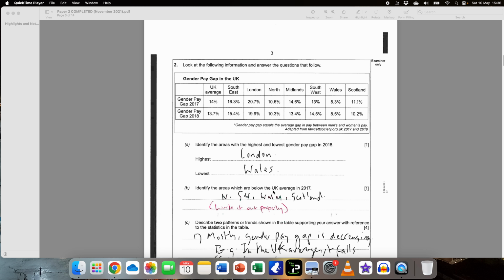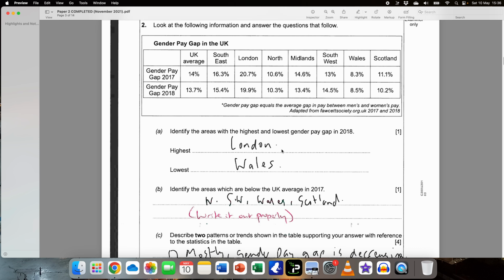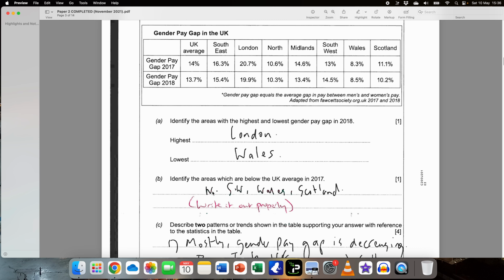Identify the areas which are below the UK average in 2017. So the UK average in 2017 is 14%. So which areas are lower than 14? Well, the North, Southwest, Wales, and Scotland. When I was writing this in class, I put it shorthand. Please don't, as I've said on here, annotate this, write this out properly: North, Southwest, Wales, Scotland.